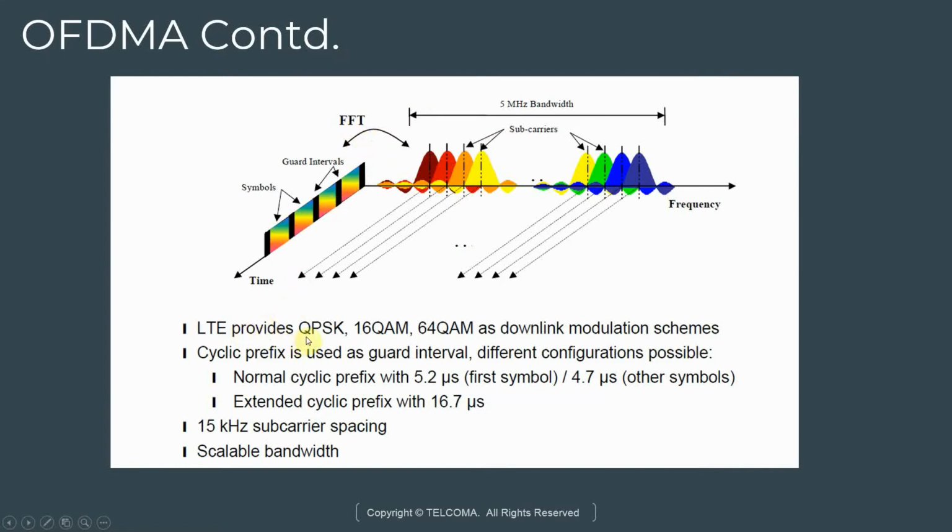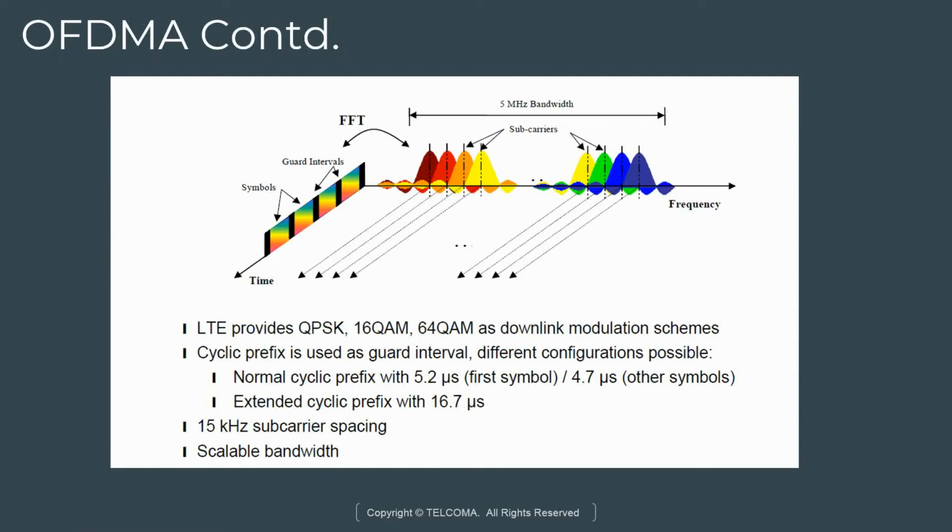LTE provides different modulation schemes depending on the needs. It offers the flexibility of QPSK, 16 QAM, 64 QAM. Actually, the newer releases also offer 256 QAM in the downlink. In uplink, we only support QPSK, 16 QAM, and 64 QAM. There is no support for 256 QAM in uplink as of yet.